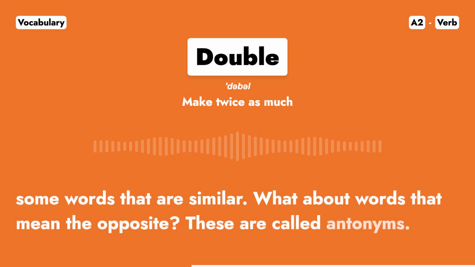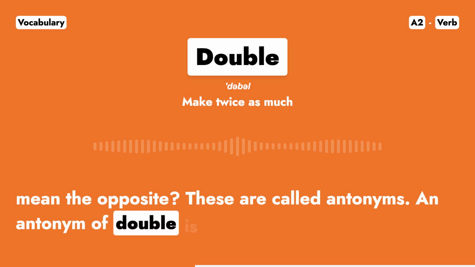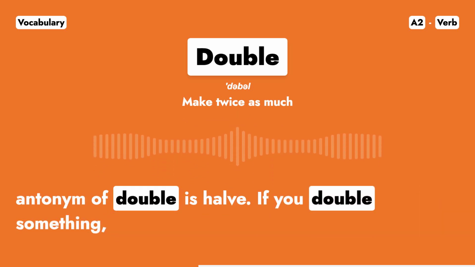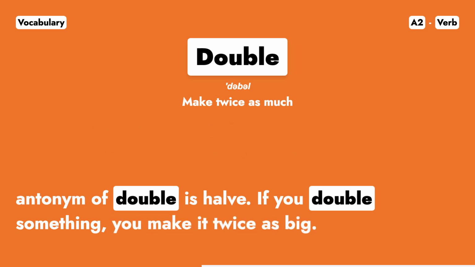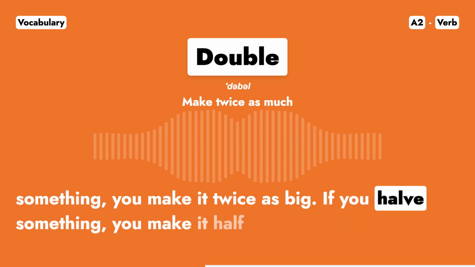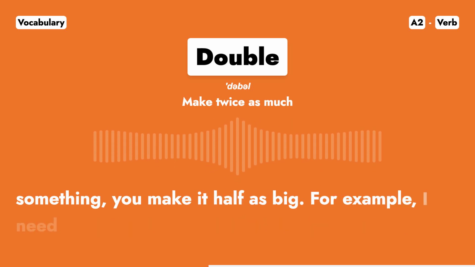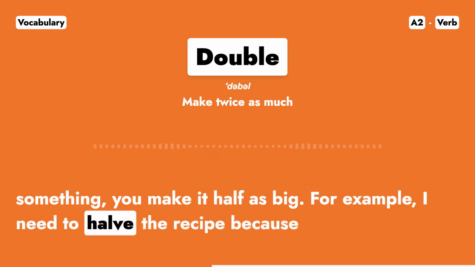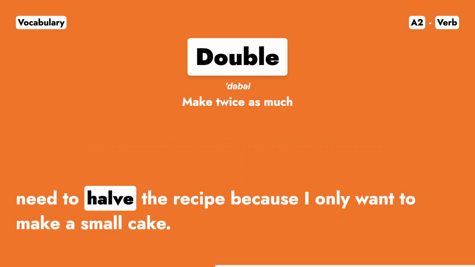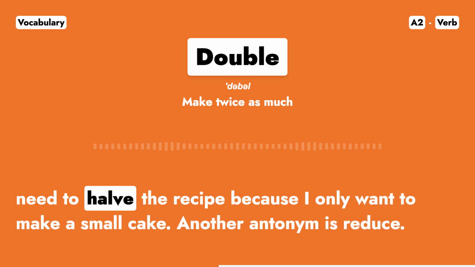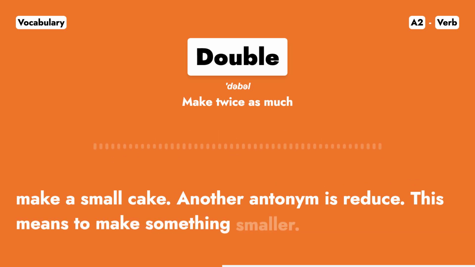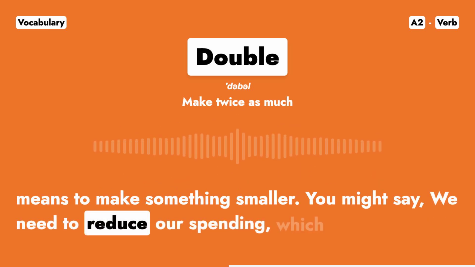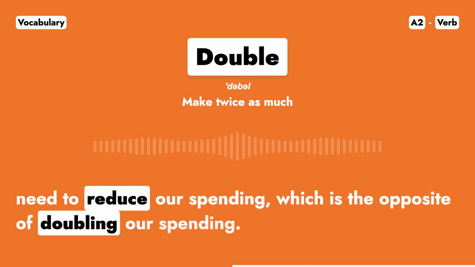These are called antonyms. An antonym of double is half. If you double something, you make it twice as big. If you halve something, you make it half as big. For example, I need to halve the recipe because I only want to make a small cake. Another antonym is reduce. This means to make something smaller. You might say, we need to reduce our spending, which is the opposite of doubling our spending.